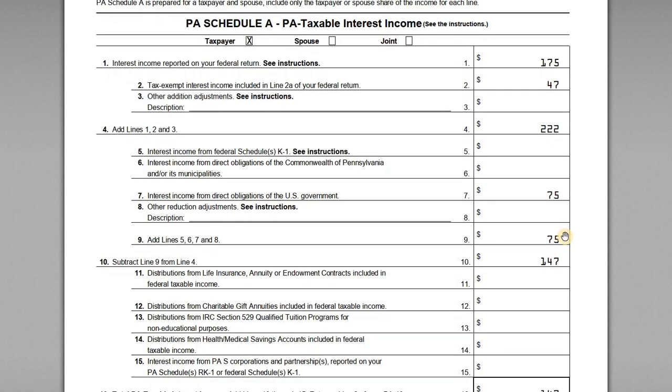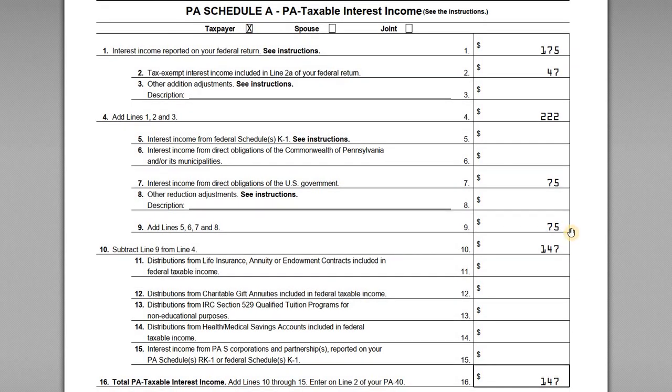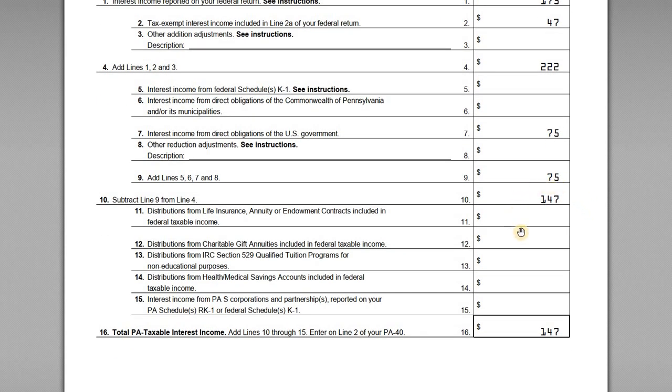So now these are where the state adjustments come into play. The interest income from obligations of the U.S. government, right? That's the U.S. Treasury interest. That is a subtraction because Pennsylvania cannot tax that. So we are subtracting the $75, which is subject to federal income taxes, but not subject to Pennsylvania state taxes. So now we've knocked it down to $147 in net interest income.